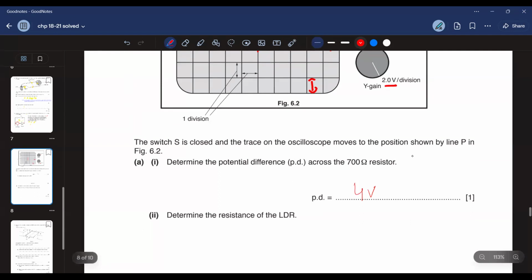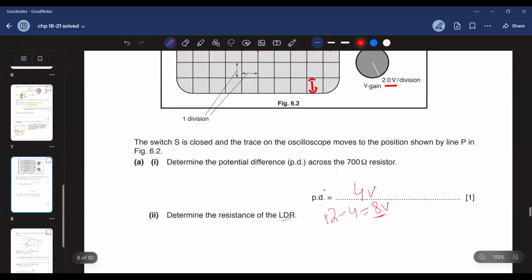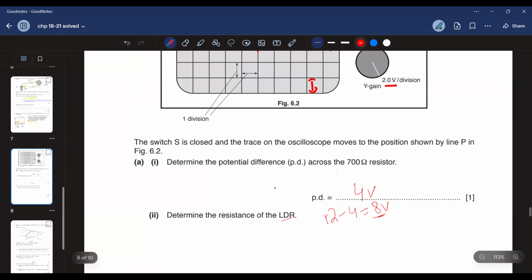Determine the resistance of the LDR. So if out of 12 volts, 4 volts is being used by the 7 ohm resistor, where will the rest of the voltage go? To the LDR. So 12 minus 4 would be equal to 8 volts. We have the voltage of the LDR. Have they mentioned any resistance of the LDR? No. And since it is a series circuit, we can find the value of current using these values. I is equal to V over R, where V is 4 volts and R is 700 ohms. So divide, what answer will we get?